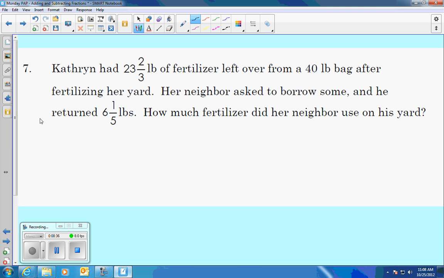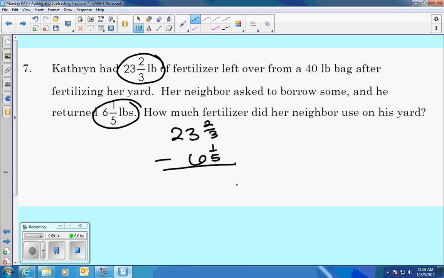The last one says Catherine had 23 2/3 pounds of fertilizer left over from a 40-pound bag after fertilizing her yard. Her neighbor asked to borrow some, and he returned 6 1/5 pounds. How much fertilizer did her neighbor use on his yard? So she had this much left over from a 40-pound bag. Doesn't matter what size bag there was, this is how much she loaned to her neighbor. He only returned this amount, so we need to find out how much he used. We do that by taking 23 2/3 and subtracting 6 1/5, and that'll give us the remaining amount.